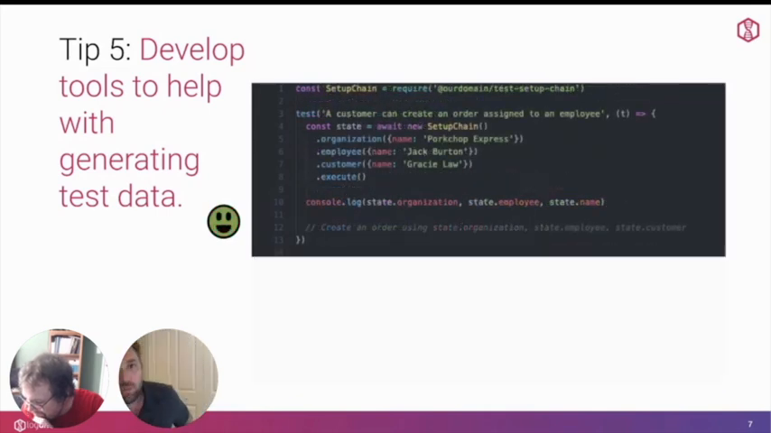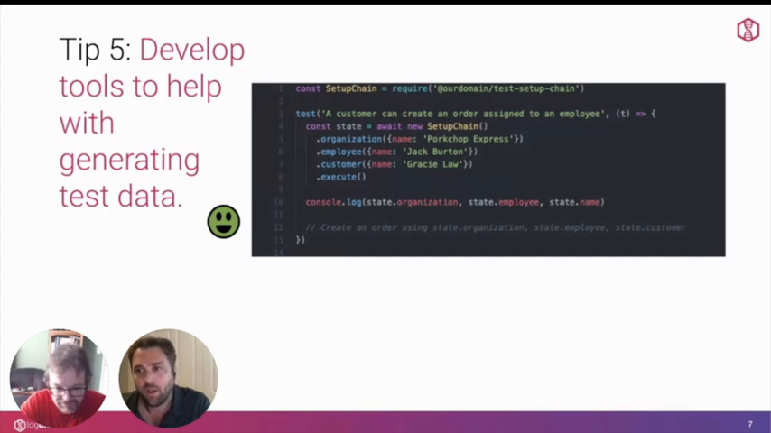At LogDNA, we developed something called the setup chain. This is an async await task queue, which basically is a chainable thing. You can chain these function calls onto each other, and when execute is called, at that time it runs through and executes all of them in order and saves the results in the state object. So this is 5 lines of code, and a basic rule of testing is every test should set up and tear down its own data. Doing this kind of thing makes it easy to do that.